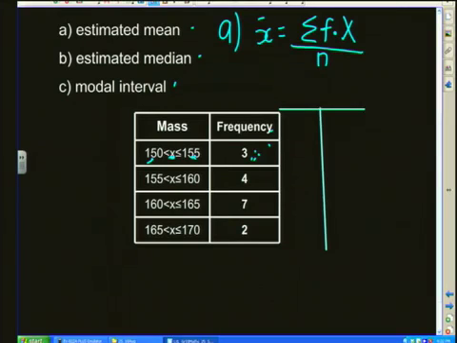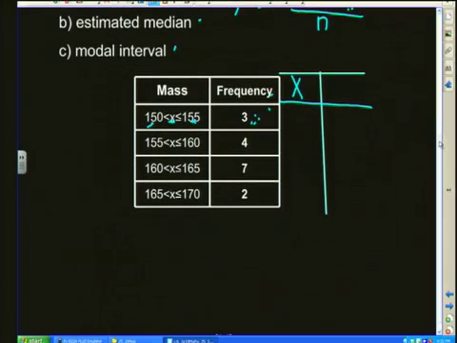Now I've just included 2 more columns here because we need to put in our midpoint, okay? And then we need to work out a column for the sum of all of those values. So our midpoint, which we're going to call capital X, how do we work that out? You simply take the end points of your intervals and you divide by 2. So the first one is going to be 150 plus 155 divided by 2.